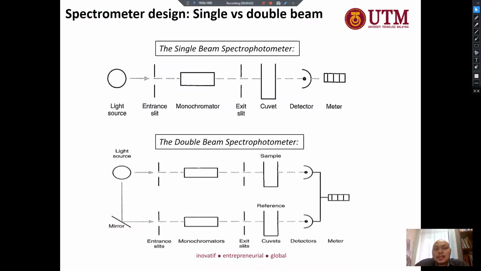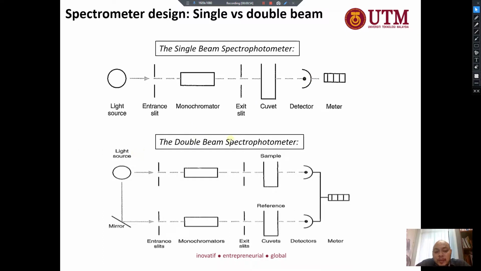Next, we will learn about spectrometer design. Spectrometer design can be divided into two: single versus double beam. Nowadays we still have the single beam, but only for teaching purposes. Most analytical labs will have the double beam spectrophotometer. Why? We will learn about the advantages and disadvantages of single and double beam. In the single beam, the light just goes directly: the light source passes through the monochromator system, and then it reaches the compartment cell or sample cell before it reaches the detector.